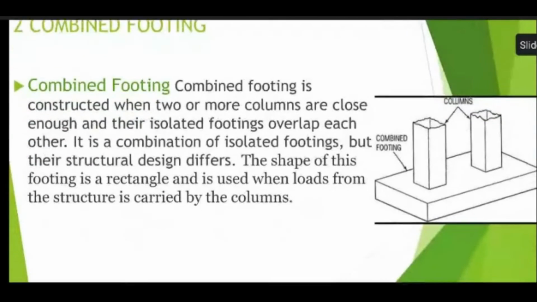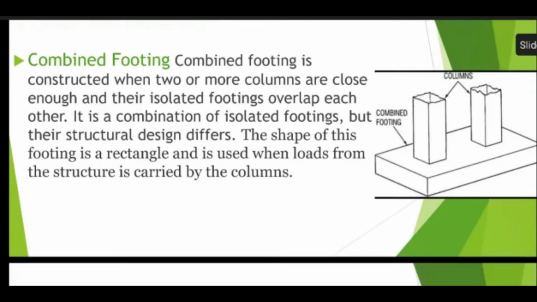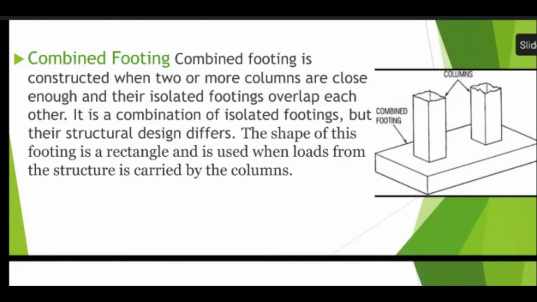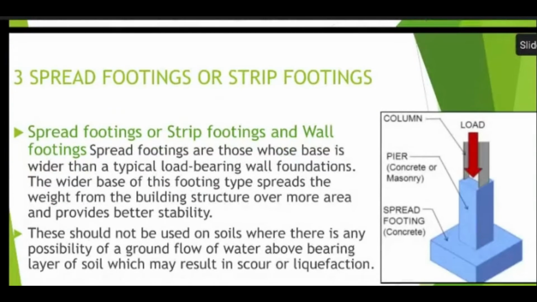Second, combined footing. Combined footing is constructed when two or more columns are close enough and their isolated footings overlap each other. It is a combination of isolated footings, but their structural design differs. The shape of this footing is a rectangle and is used when loads from the structure are carried by the columns.